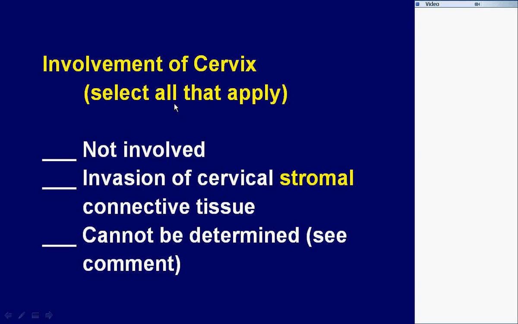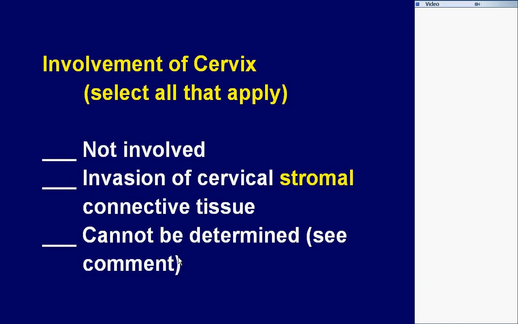This is the CAP report here, which says involvement of cervix. Select all that apply, not involved. Invasion of cervical stroma. Now this is different from the last AJCC, which was the 6th, where, as you know, surgical stage 2 was divided between A and B, i.e. whether it was glandular and surface versus stroma. In the 7th edition, fortunately, we don't have to deal with this issue.